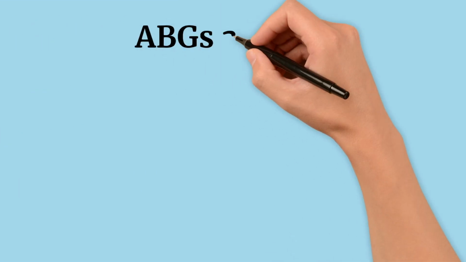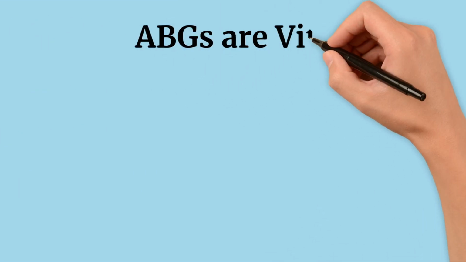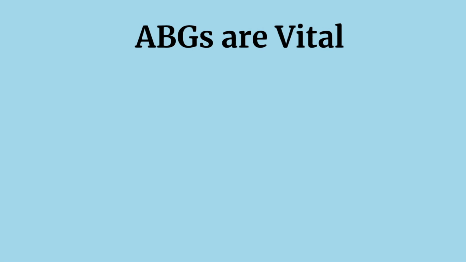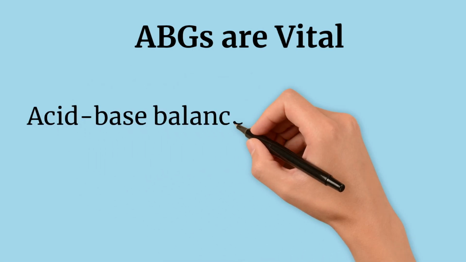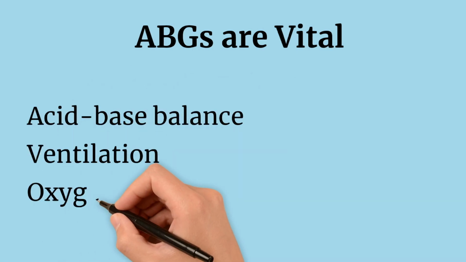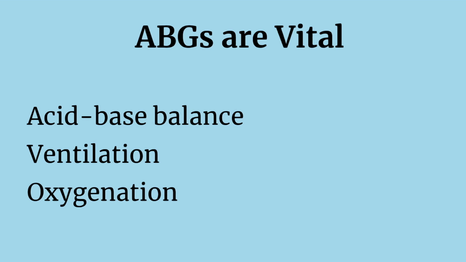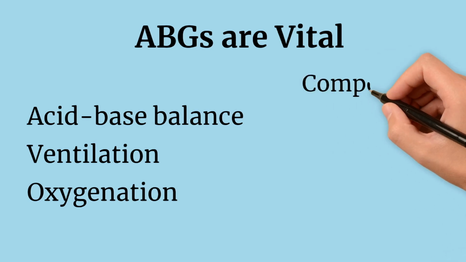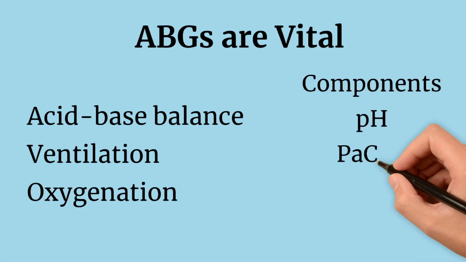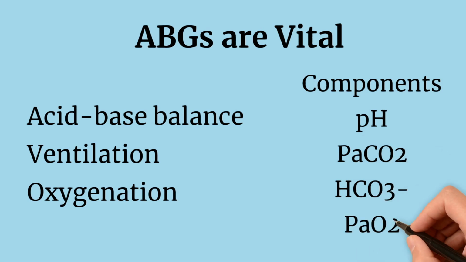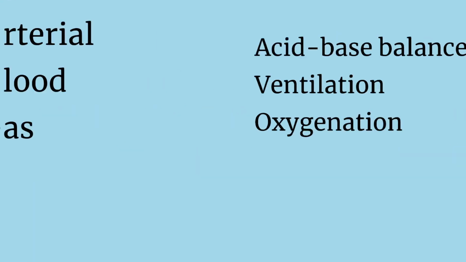ABGs are a set of blood tests that give us vital information about the patient's oxygenation, ventilation, and acid-base balance. These values help us assess how well the lungs and kidneys are working together to help maintain the body's pH within a normal range. ABGs are made up of four main components: our pH, our PaCO2, our bicarb, and our PaO2. Let's dive into each of these further.